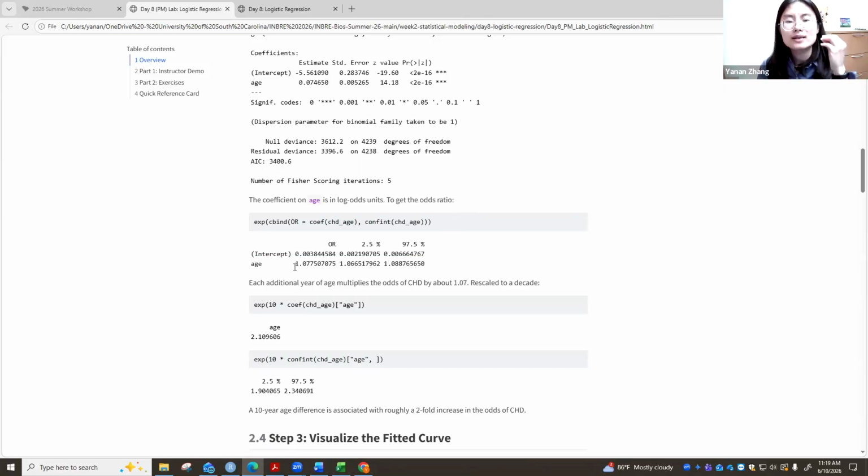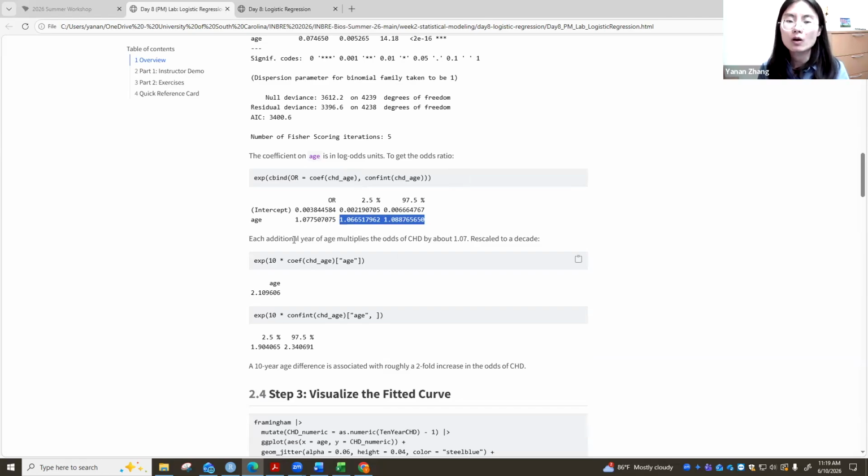We can say with 1 year older, the odds of getting coronary heart disease will be multiplied by 1.08. And we are 95% confident the odds ratio will be between 1.07 and 1.09. That's the whole interpretation. We can also get a corresponding odds ratio for an increase of 10 years, right? So we first rescale on the log odds scale, then take the exponential.